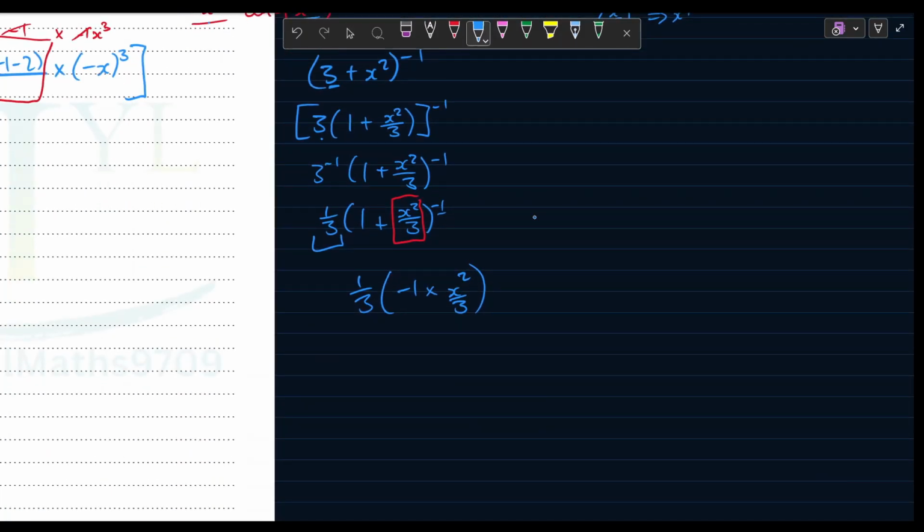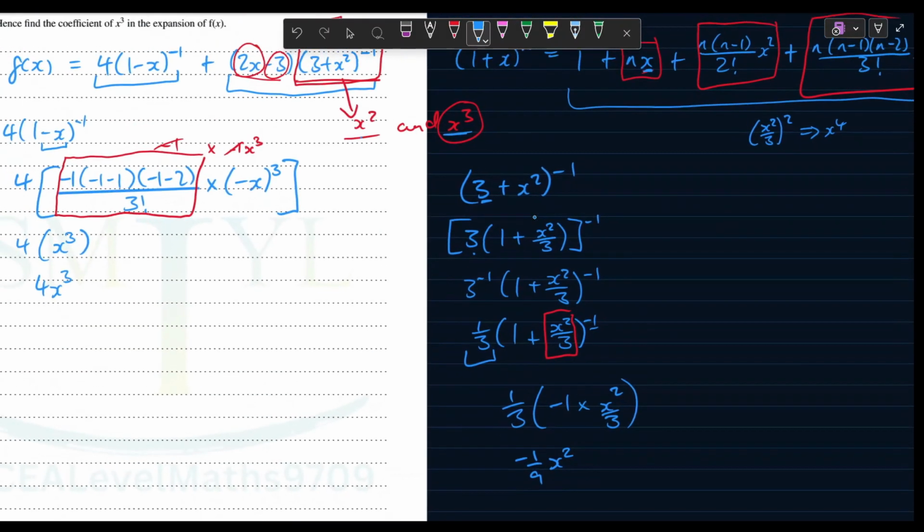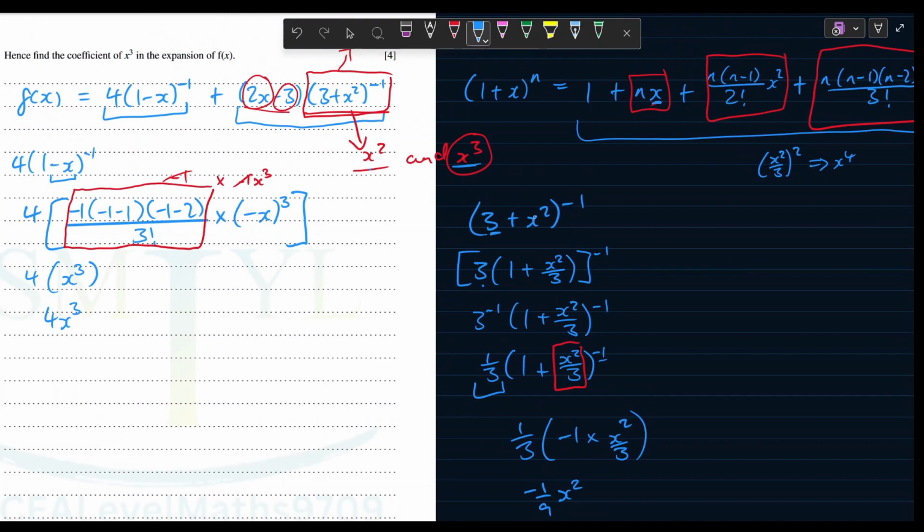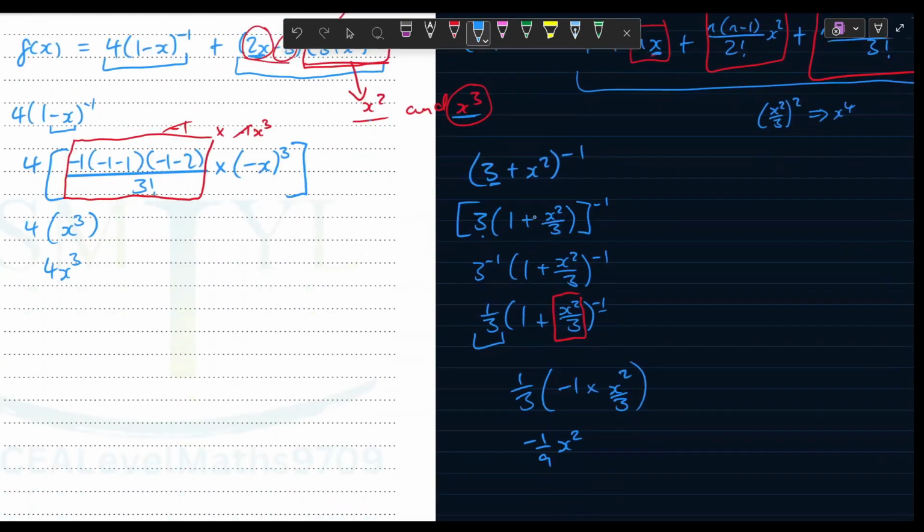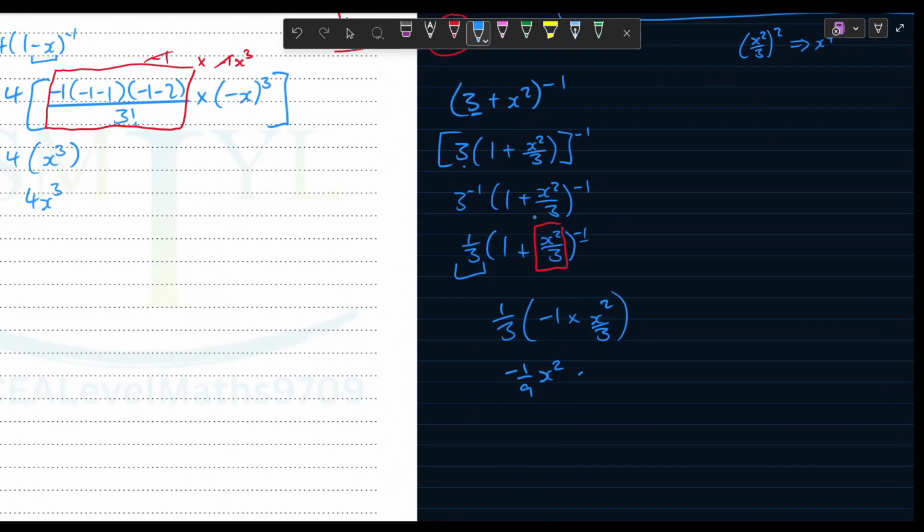All right, so let's simplify here. We've got a third times negative 1/3. So that's negative 1 over 9, and this is x squared. And so we said this has to be multiplied by that 2x here to give us a term in x cubed. So let's multiply it by 2x. So what you end up with is negative 2 over 9 x cubed.